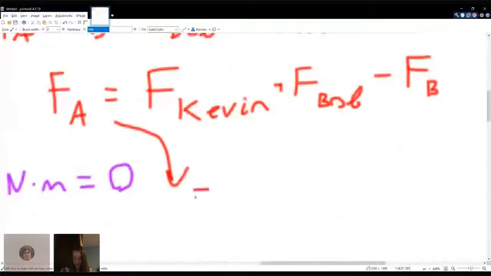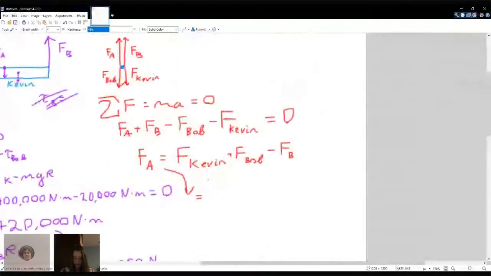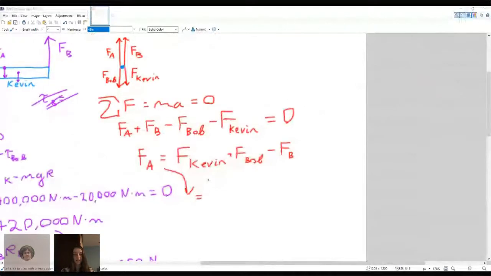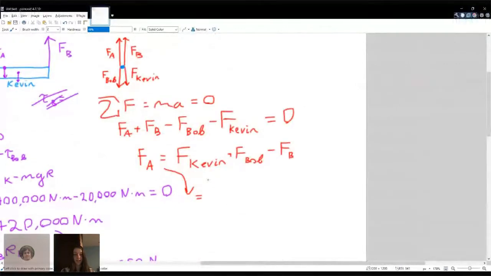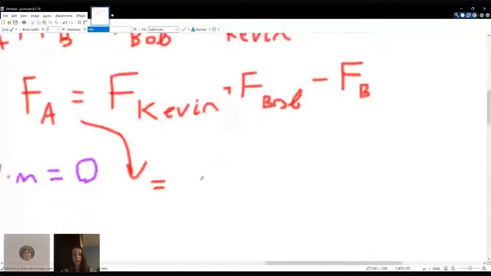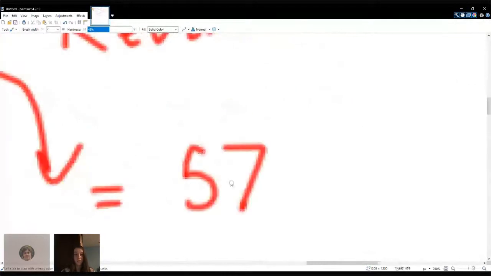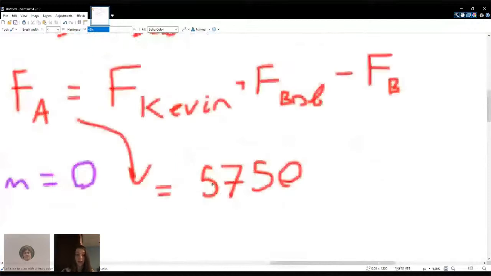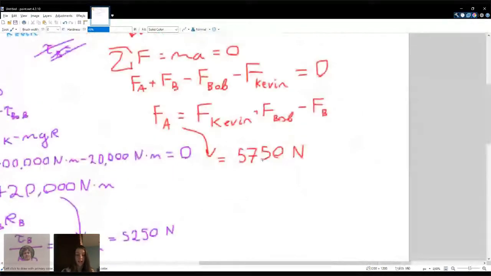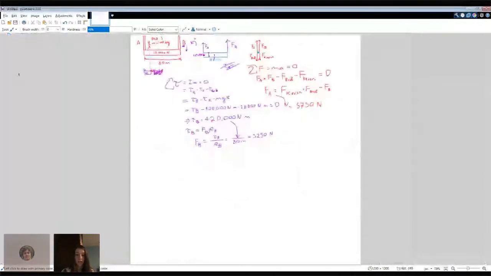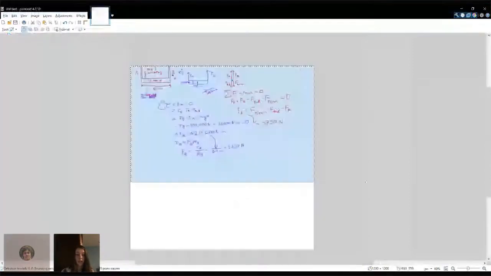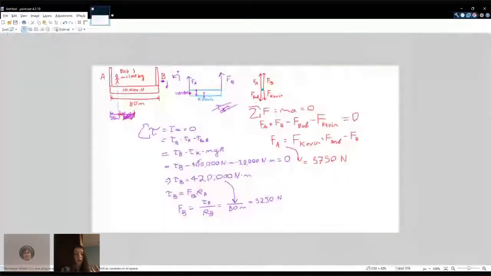Okay. Are you ready for the pillar A? Or do you want to try the math? I mean, it's just adding, right? Yes. So it's 5,750 newtons. Now, you may ask yourself, why is it more than pillar B? Because Bob is exerting a force that is closer in radius to pillar A. So pillar A is going to have to push up more because Bob is there.